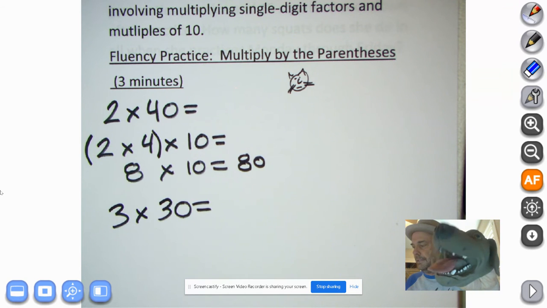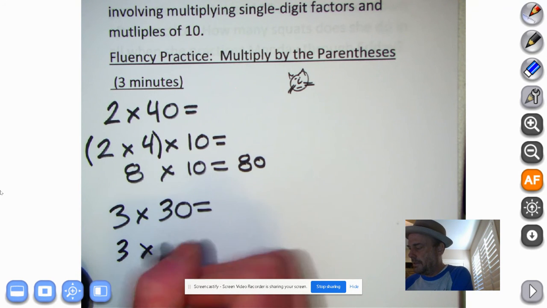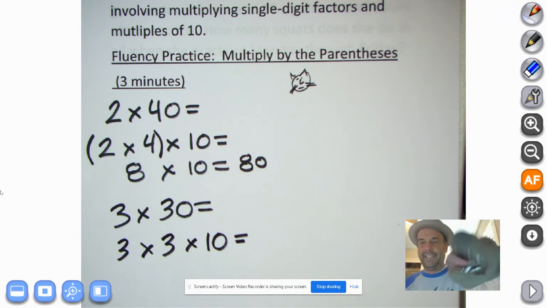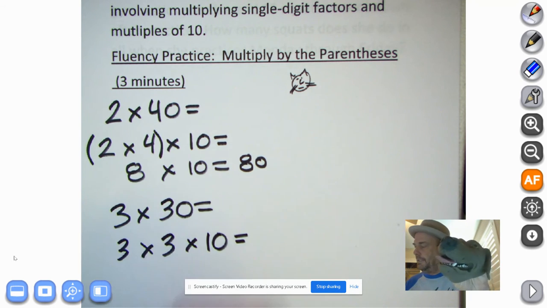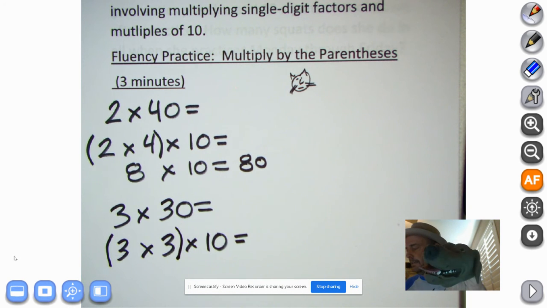Let's go ahead and break that down to 3 times 3 times 10. Okay, can we do that? Yes, we can. Now, Math Mutt, where should we put the parentheses? They should go between the 3's. And why is that? Because 3 times 3 is easier than 3 times 30. If I put the parentheses around 3 times 10, it would just be 3 times 30 like it is. But now we put it around 3 times 3.